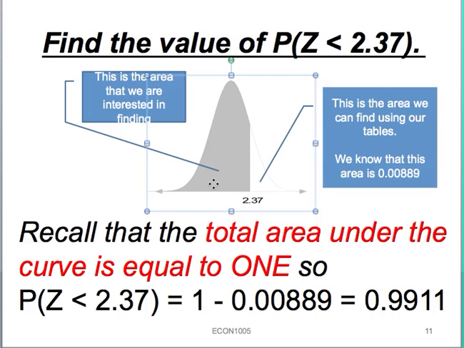So the probability that z is less than 2.37 will be equal to 1 minus 0.00889, which gives us 0.9911. Okay, so you'll see it's not all the time that you'll be asked to find the probability that z is greater than a positive value. We can also have the probability where you have to find it less than a positive value. And so you will realize that we have to do some manipulation.